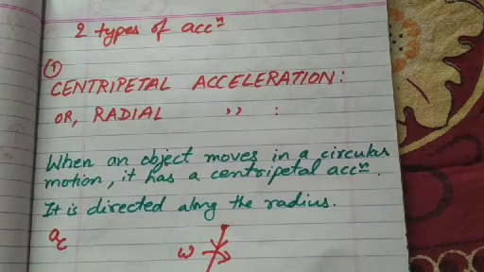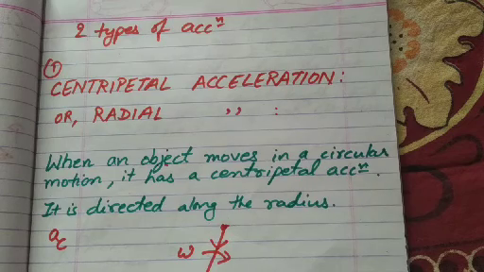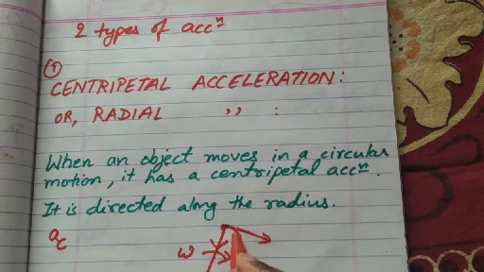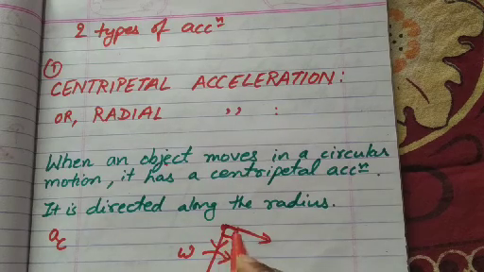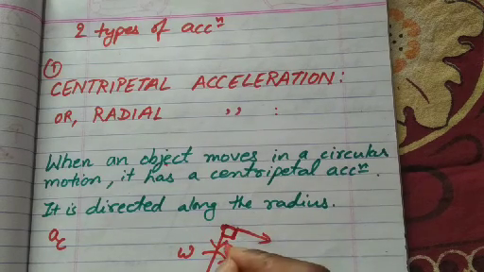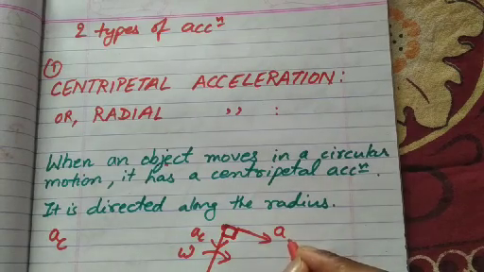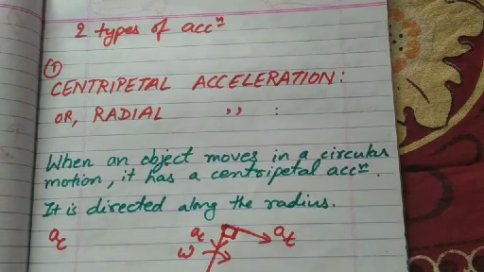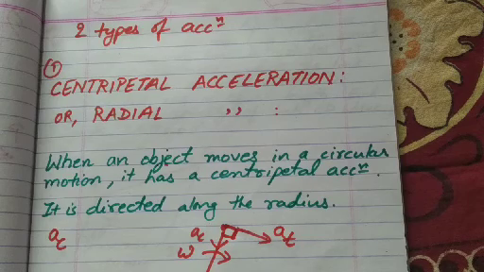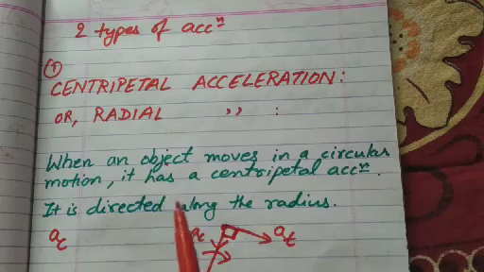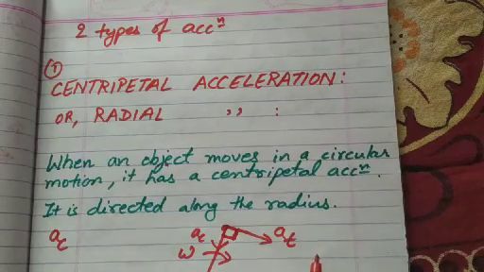The other acceleration which we come across is tangential acceleration, which will be perpendicular to the link. In this direction we get AC, and in the other direction, which is tangential, we get tangential acceleration. So we say that centripetal acceleration is directed along the radius.